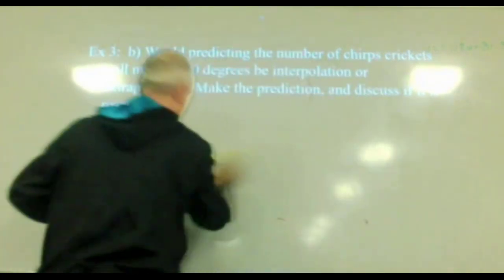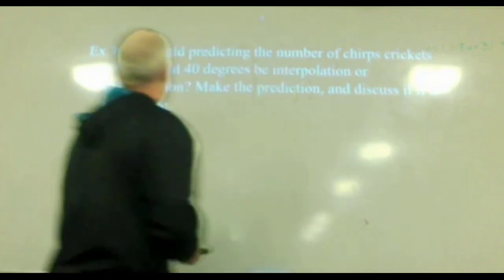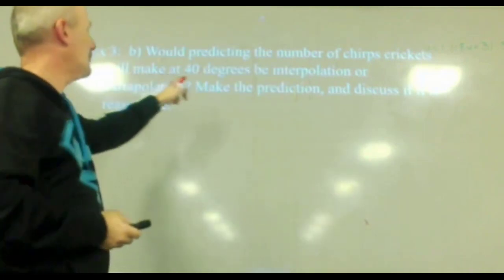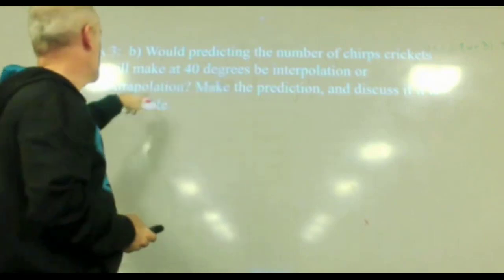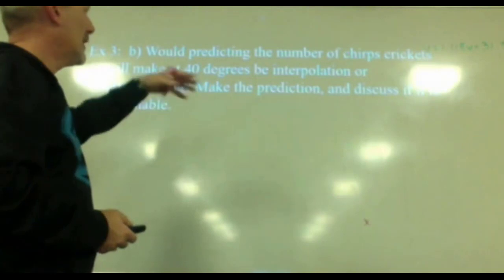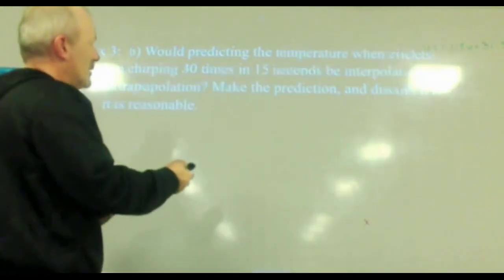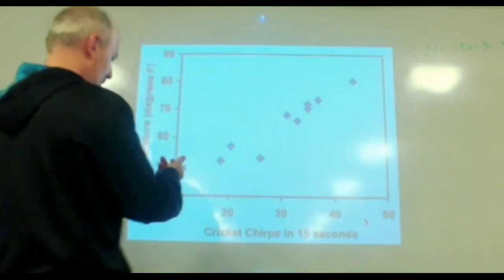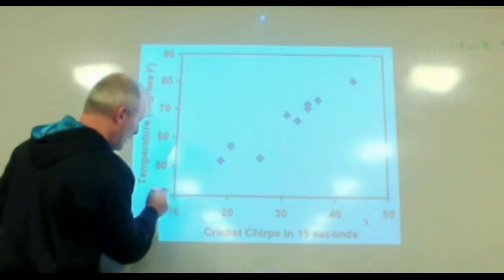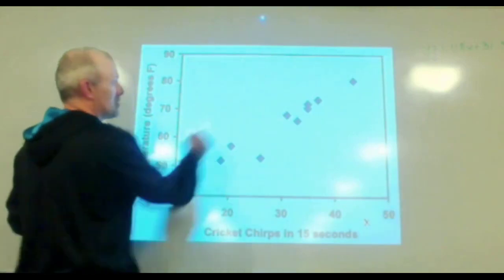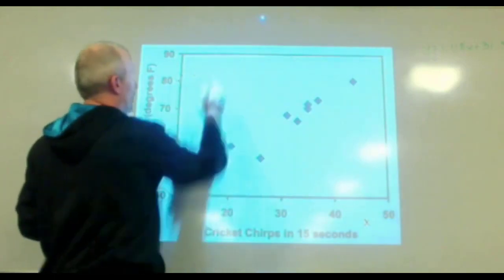Okay, let's go to the next one, which is B. For B, we're going to predict the number of chirps crickets will make at 40 degrees. Will that be interpolation or extrapolation? Then we make a prediction and discuss if it's reasonable. So let's go back to our table again. This time they're asking us about 40 degrees. What we have as the lowest side for temperature is right there, and the highest side is about right there.